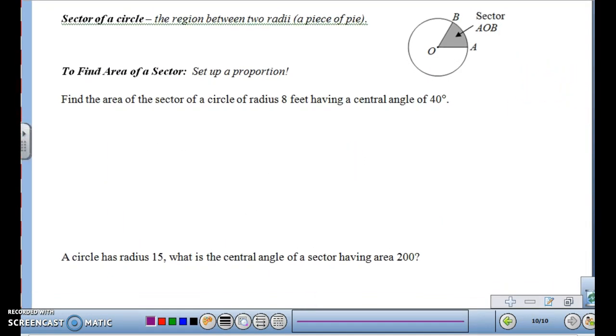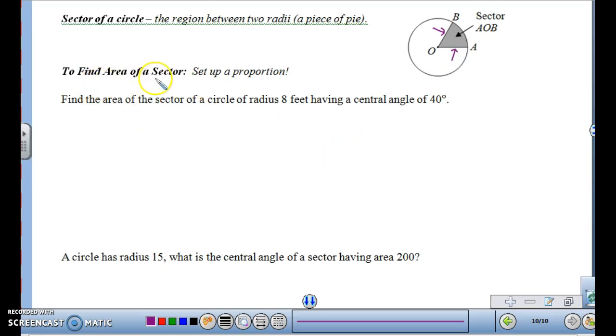Now first of all, what is a sector? A sector of a circle is the region between two radii. It's like a piece of a pie. So this right here is a sector because this is a radius and that is a radius. Both of those are radii, and it creates what's called a sector, or a section of circle. Think of it as cutting a piece of pizza.